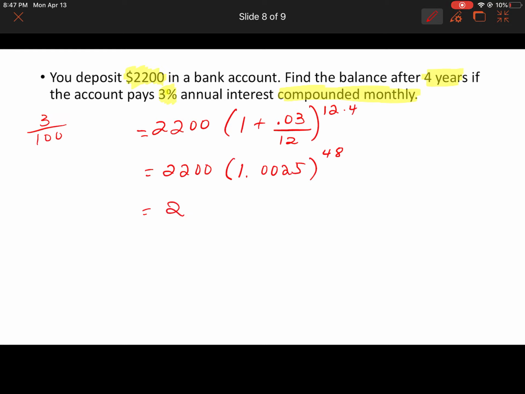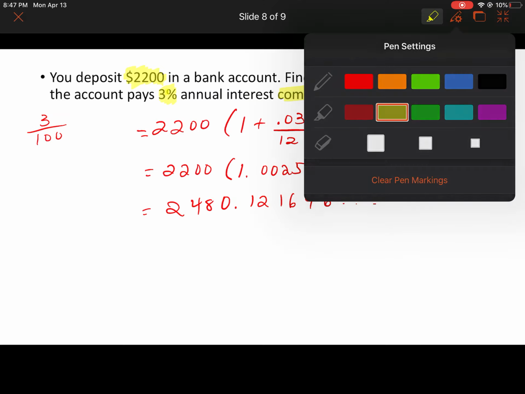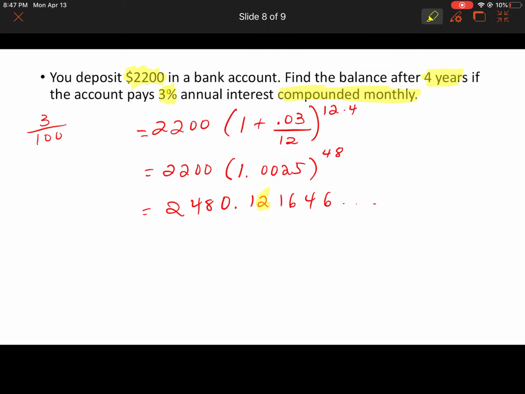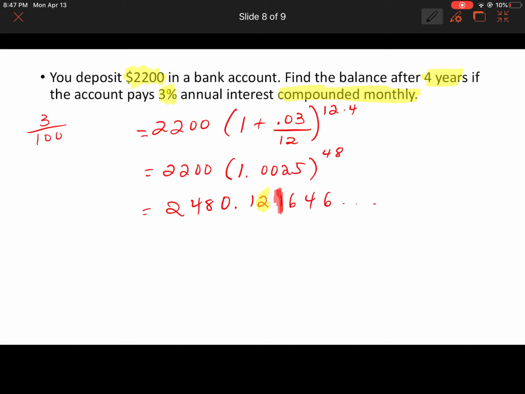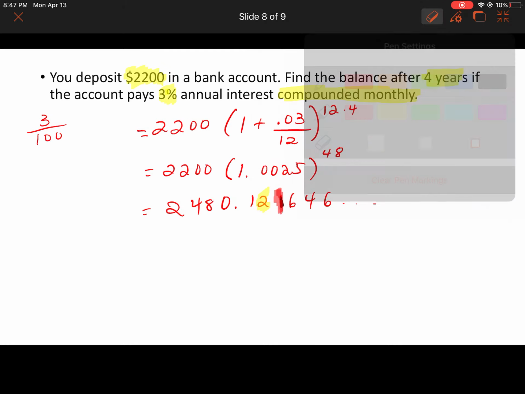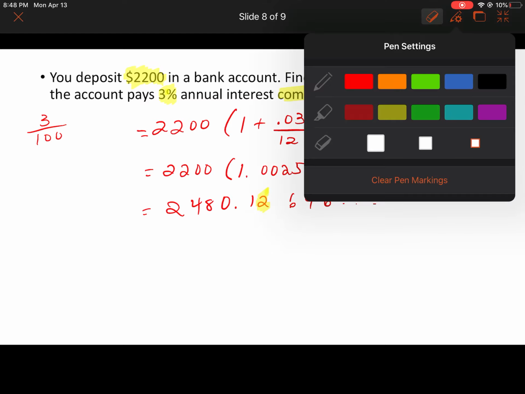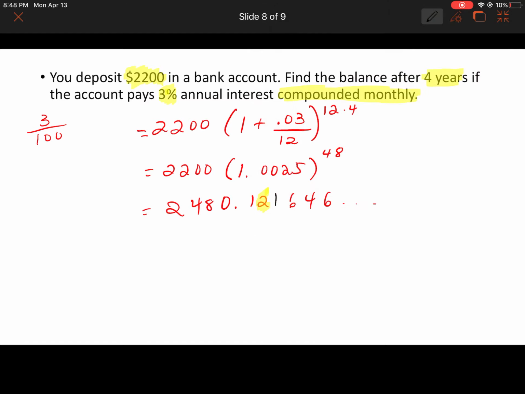Okay. What I get from here is that you're going to have 2480 with 1, 2, 1, 6, 4, 6, and so on. Okay. We want to do our rounding to the nearest cent. Okay. And because, well, that's a 1. You can't really see that. Let me write it down again.